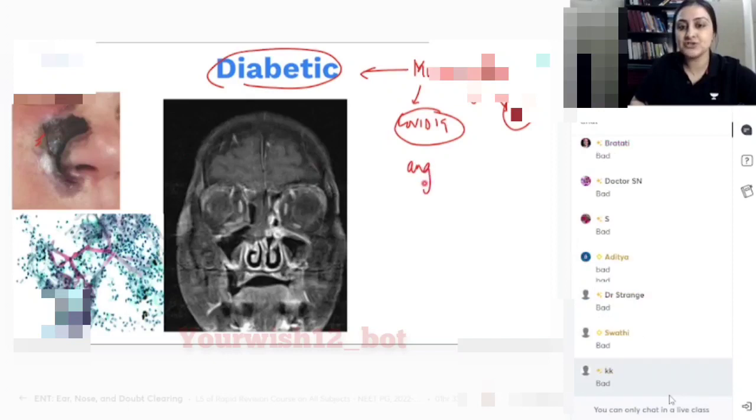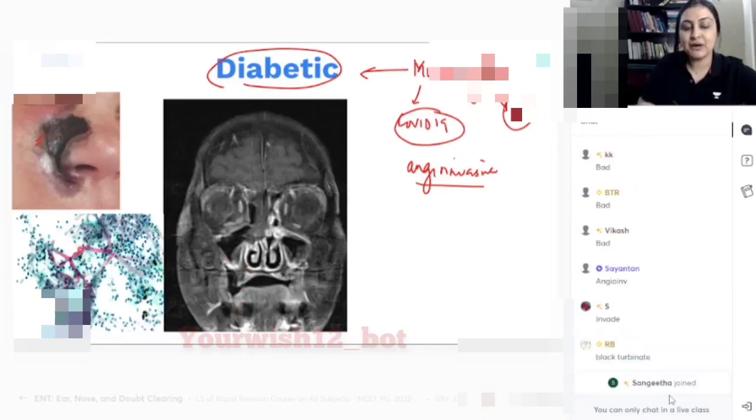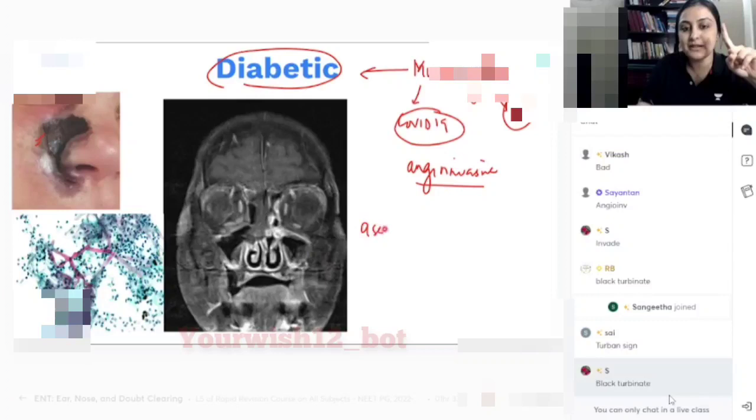Why? Because it is angio-invasive, right? It is angio-invasive. सब कुछ necrosis कर देगा. It will invade into stuff. It will cause necrosis of everything. So KOH mount या फिर माइक्रो में क्या मिलेगा? कैसे हाइफे मिलेंगे? सेप्टेट और एसेप्टेट.